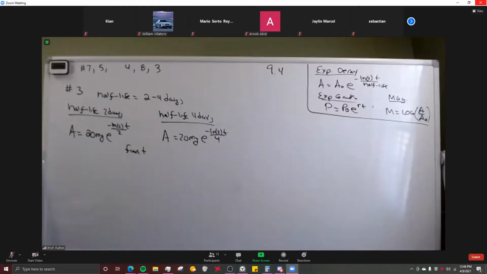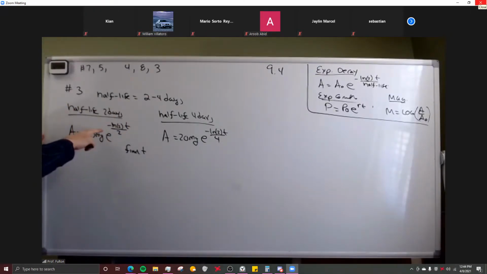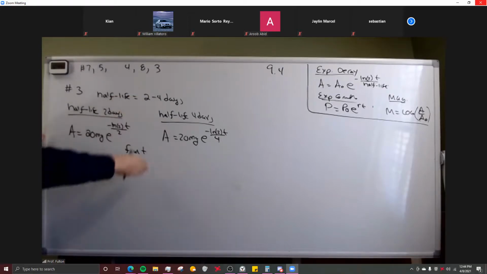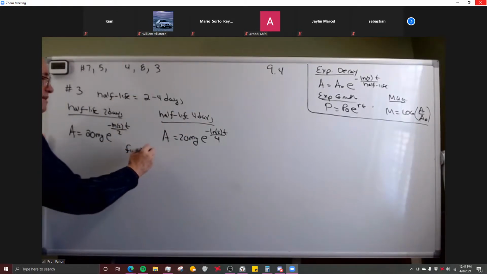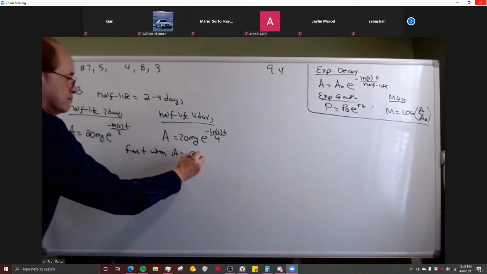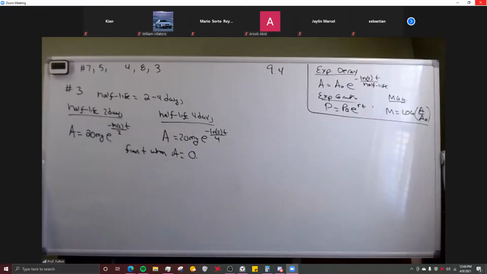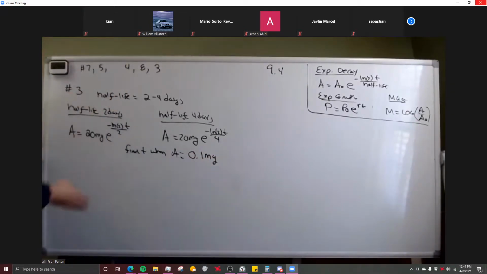Yep. So over here, I'm looking at half-life of 2 to 4 days. Half-life of 2 days, you get one thing, and half-life of 4 days, you get another. So the objective is to find t when A is equal to 0.1 milligrams. Okay, so let's do both of them. We'll work it out over here. So let's start with this one.